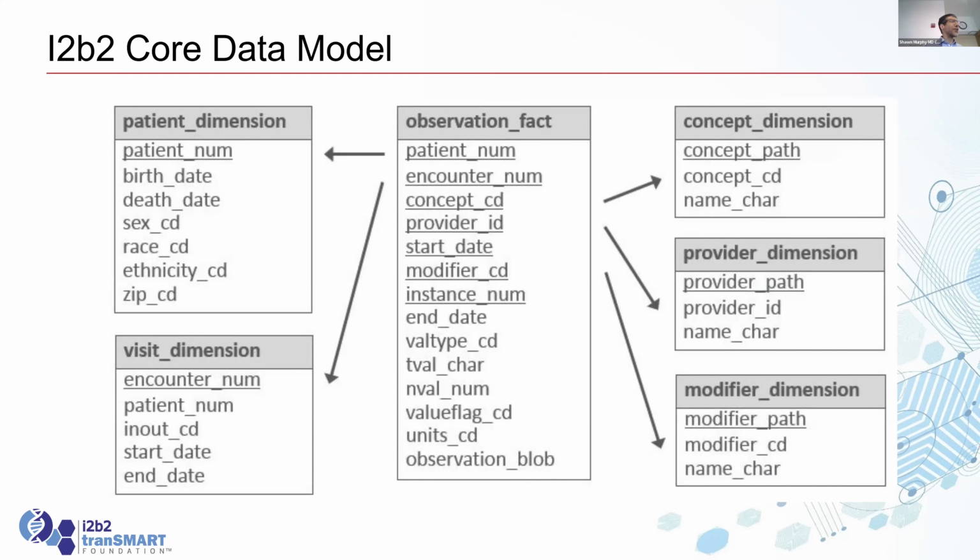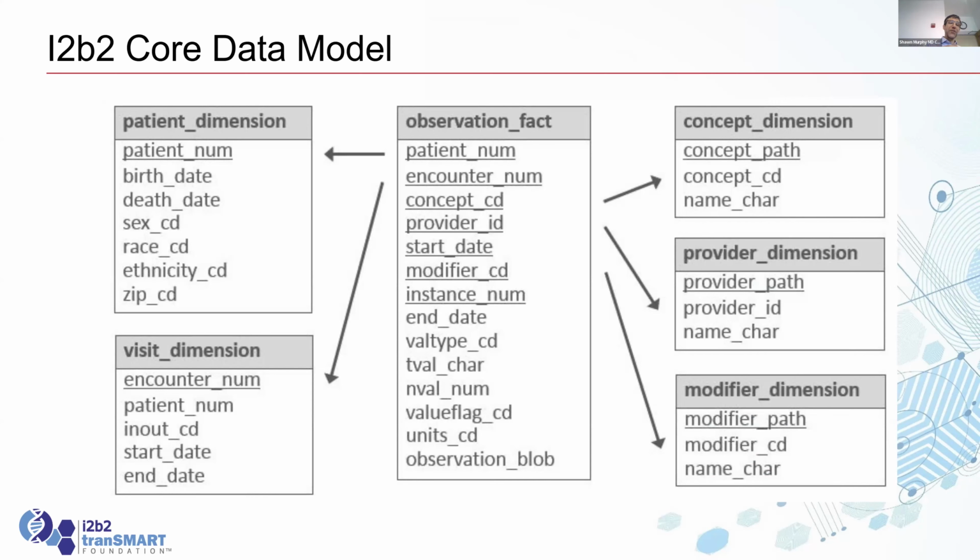And here's the actual star schema. So the central fact table and then the dimension tables. And you can see there are some common primary keys and foreign keys, we call them. So the observation fact table has the encounter num, the patient num, the concept code, and it has the modifier code and the provider code.